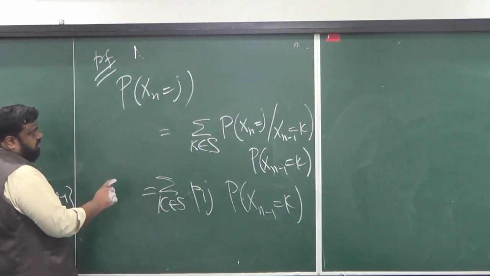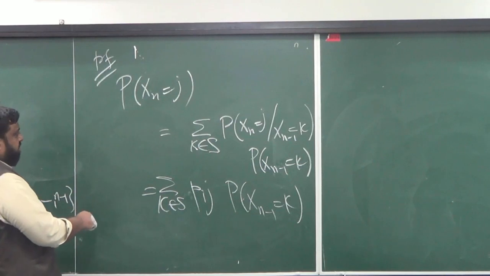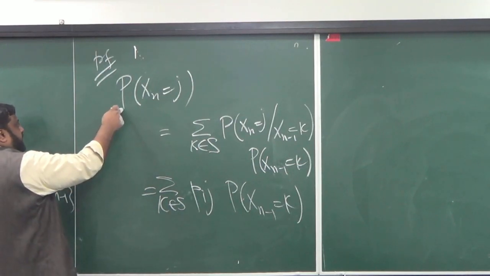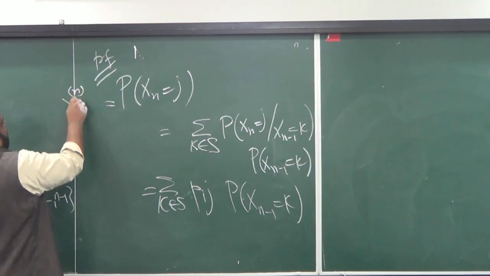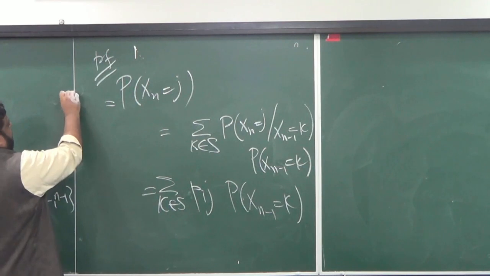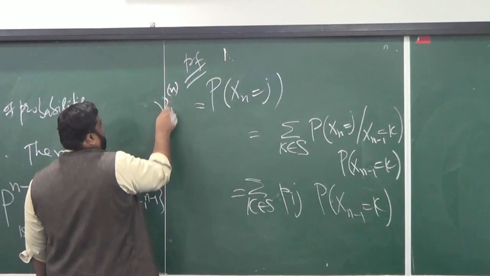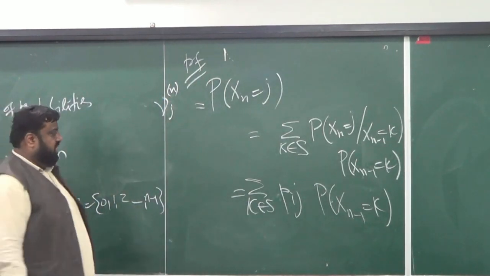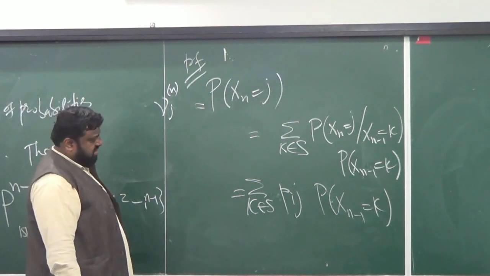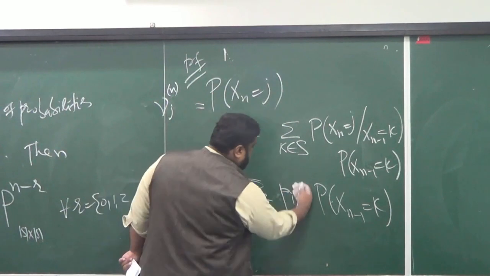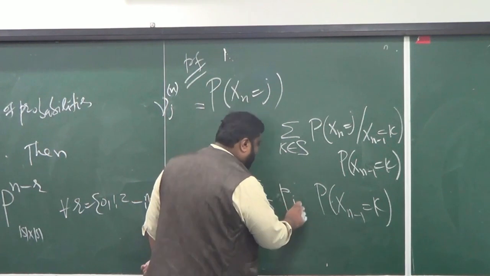Can you guess this expression? This expression is the same as that. If I write it in vector form, this is just one entry, the j-th entry of u_n. It will be P_kj, sorry, the indices are k and j, so it is P_kj that comes.